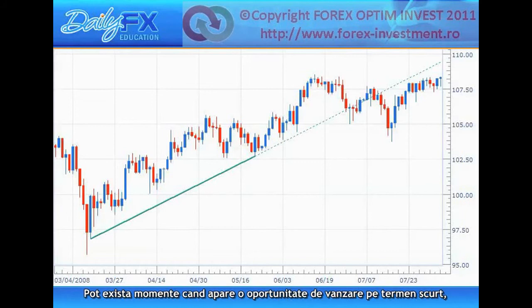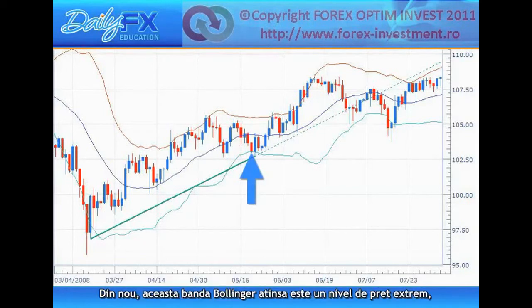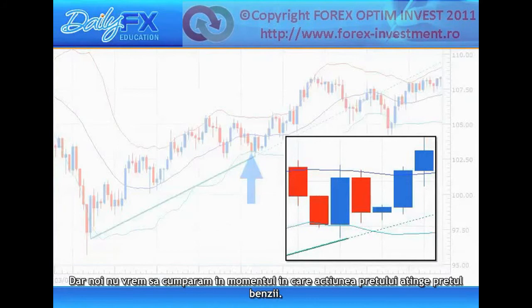There may be times when a short-term selling opportunity arises, but the odds just aren't in our favor, and we truly recommend sticking to the phrase, "The trend is your friend." You can see here that the market has moved down to touch the lower Bollinger Band. Again, this lower Bollinger Band is an extreme price level, so we're looking to buy on a reversal back to the upside. But we don't want to buy the moment the price action touches the band.